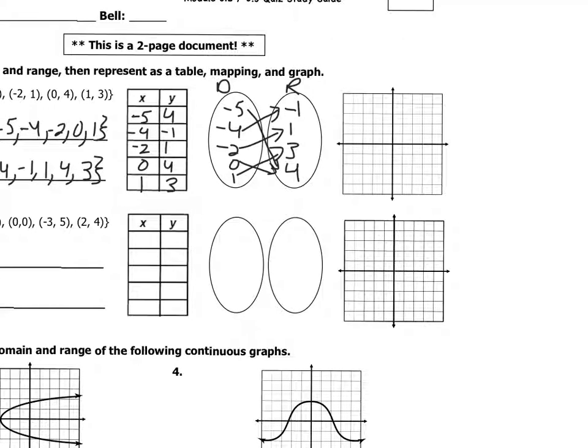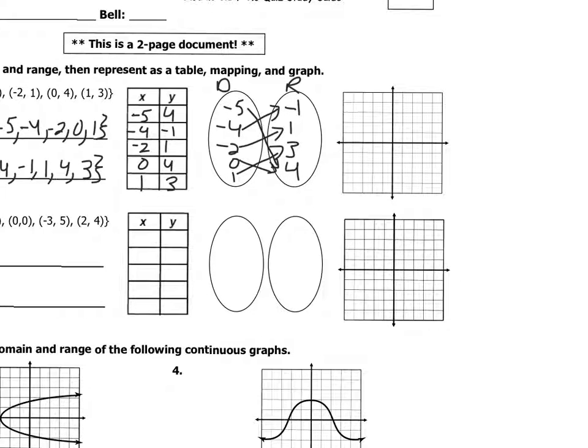And then to graph it, so we'd have -5, 4, which would be right here. I'm sorry, right here. We'd have -4, -1, which would be right here. We'd have -2, oh, no, that would not be right there, I'm sorry. -4, -1 would be right here. We'd have -2, 1, which would be right here. We'd have 0, 4, which would be right here, and we'd have 1, 3, which would be right here.